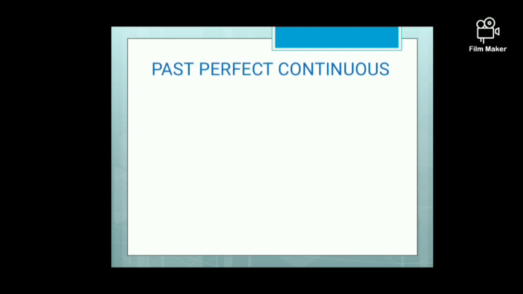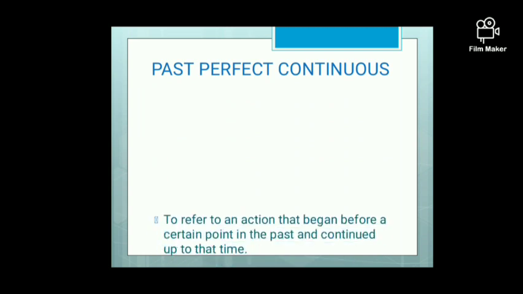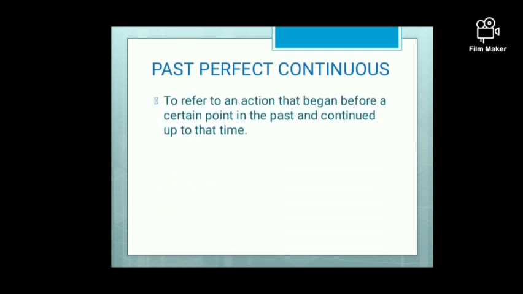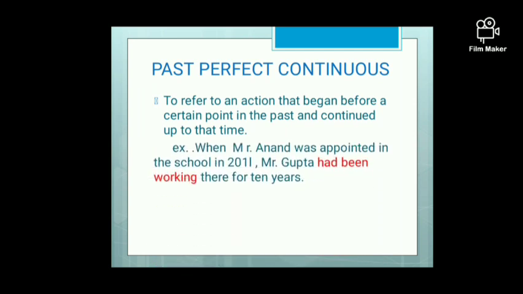Here we have the fourth form of past tense, that is past perfect continuous tense. When do we use past perfect continuous tense? It is to refer to an action that began before a certain point in the past and continued up to that time.